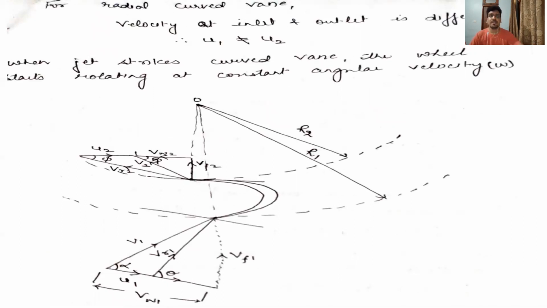So for this case, this is the velocity triangle. If this is the center and this is the radius of the vane at the inlet, and this is the radius of the vane at the outlet. When the radii are different at the inlet and the outlet, therefore the velocity of the moving vane at the inlet and outlet will be different. So the value of u will be different in this case, that is, u1 is not equal to u2.